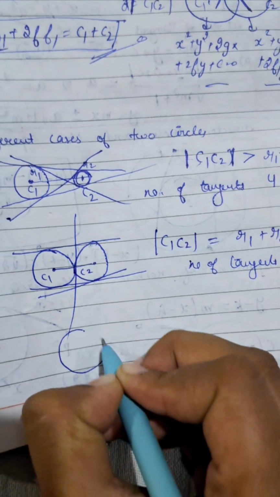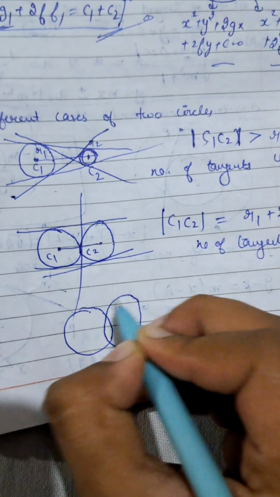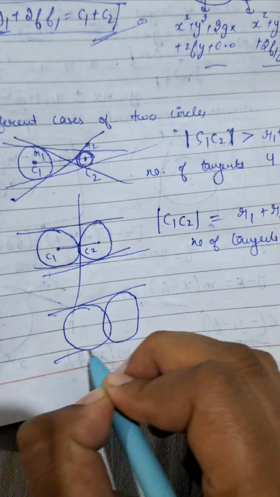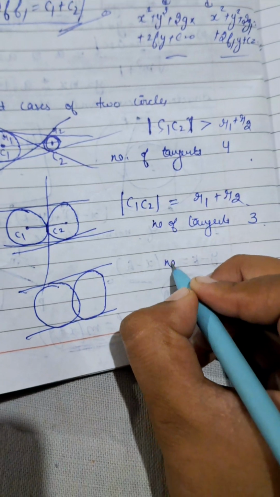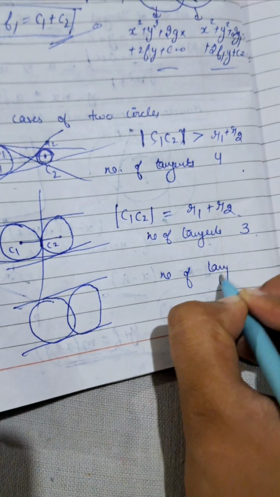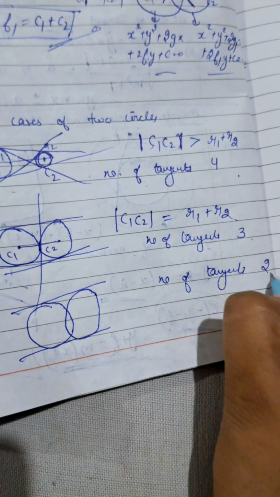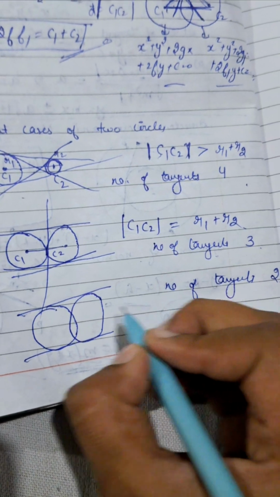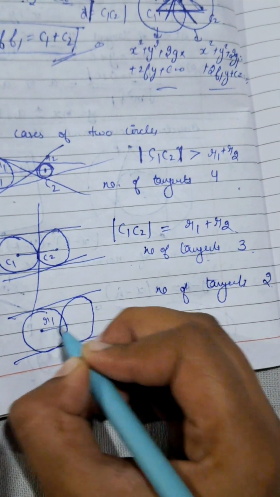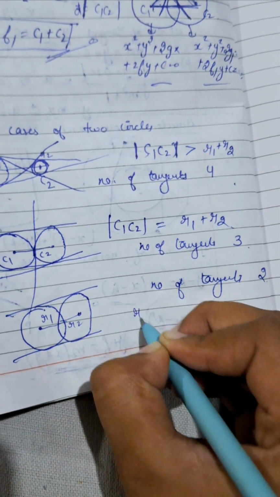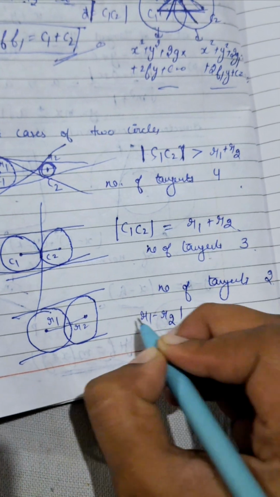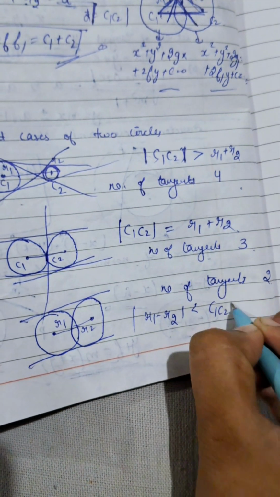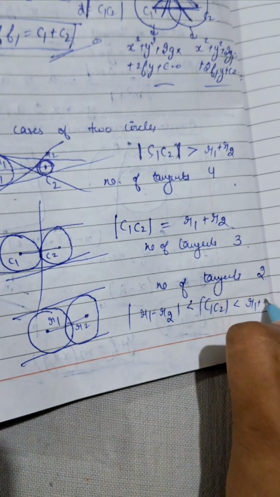The third condition is when the circles intersect each other, then the number of tangents is 2. Here the difference between r1 and r2 is less than c1c2, which is less than r1 plus r2.